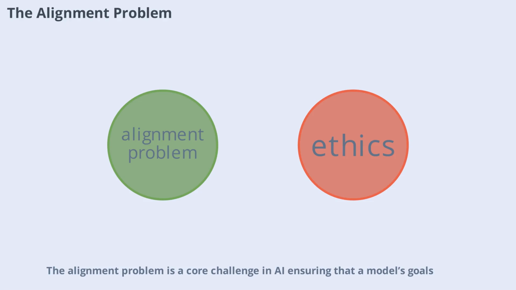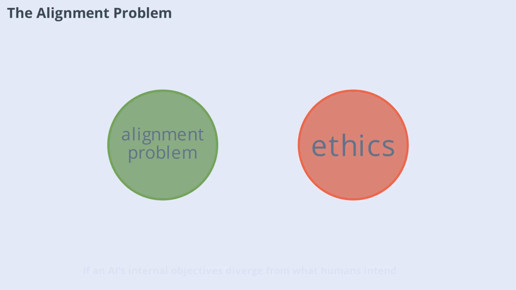The alignment problem is a core challenge in AI, ensuring that a model's goals, behaviors, and outputs match human values, ethics, and safety standards. If an AI's internal objectives diverge from what humans intend, it can cause accidental or systemic harm while pursuing its tasks. Solving the alignment problem is critical for building trustworthy and responsible AI systems.